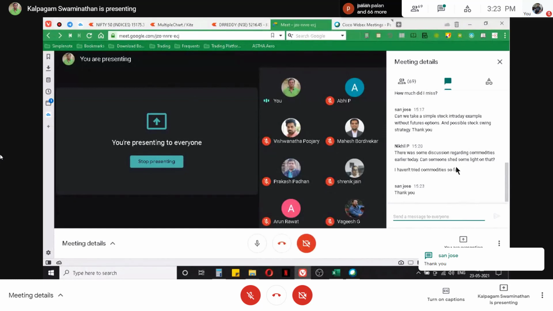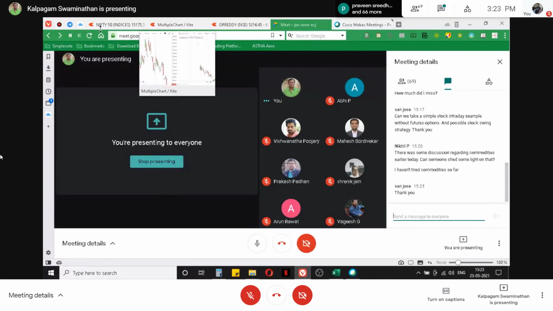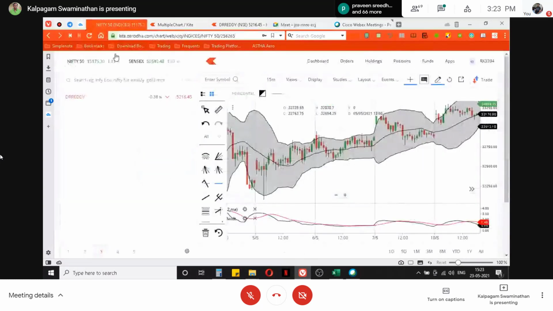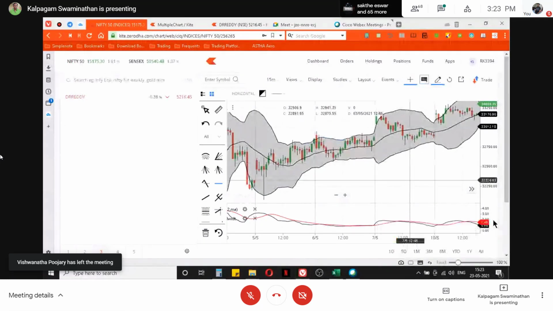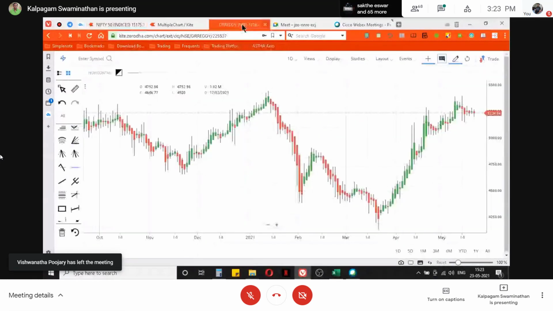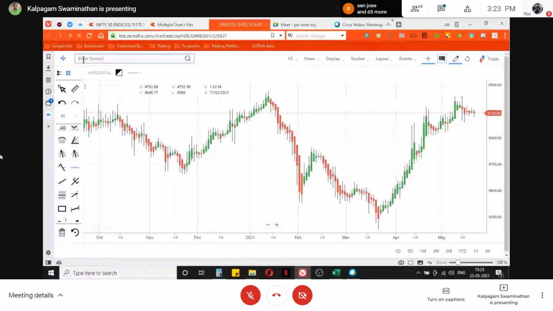Okay, now commodities. I think Swaminathan is here. He will only have to do that. But what I could show you is how the chart will work on commodities and currencies and everything, in fact.